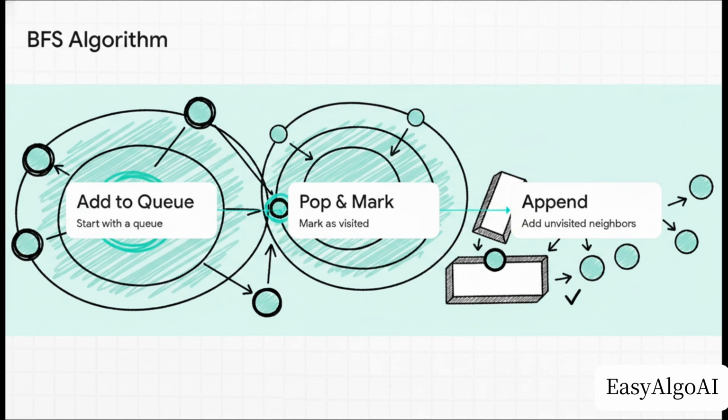Instead of diving deep recursively, BFS is typically implemented iteratively using a data structure called a queue. You add a node to the queue, pop it off, process it, mark it as visited, and then append all of its unvisited neighbors to the back of the queue. So what does this mean in practice? It means BFS explores the graph layer by layer, moving uniformly outward from the starting point.